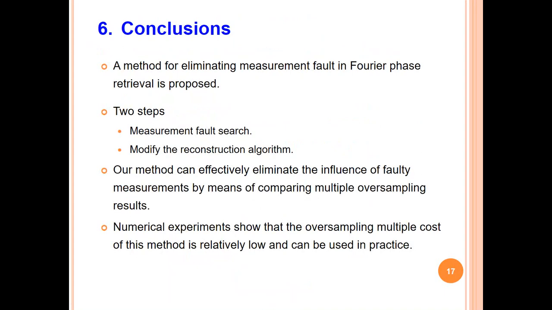Finally, I would like to make a conclusion with this presentation. In the paper, a method for eliminating measurement fault in Fourier phasor retrieval is proposed. Our method can be described as two steps: searching measurement fault and modifying the reconstruction algorithm. Numerical experiments show that the method proposed can effectively eliminate the interference of faulty measurement, and the oversampling multiples cost of this method is relatively low and can be used in practice.